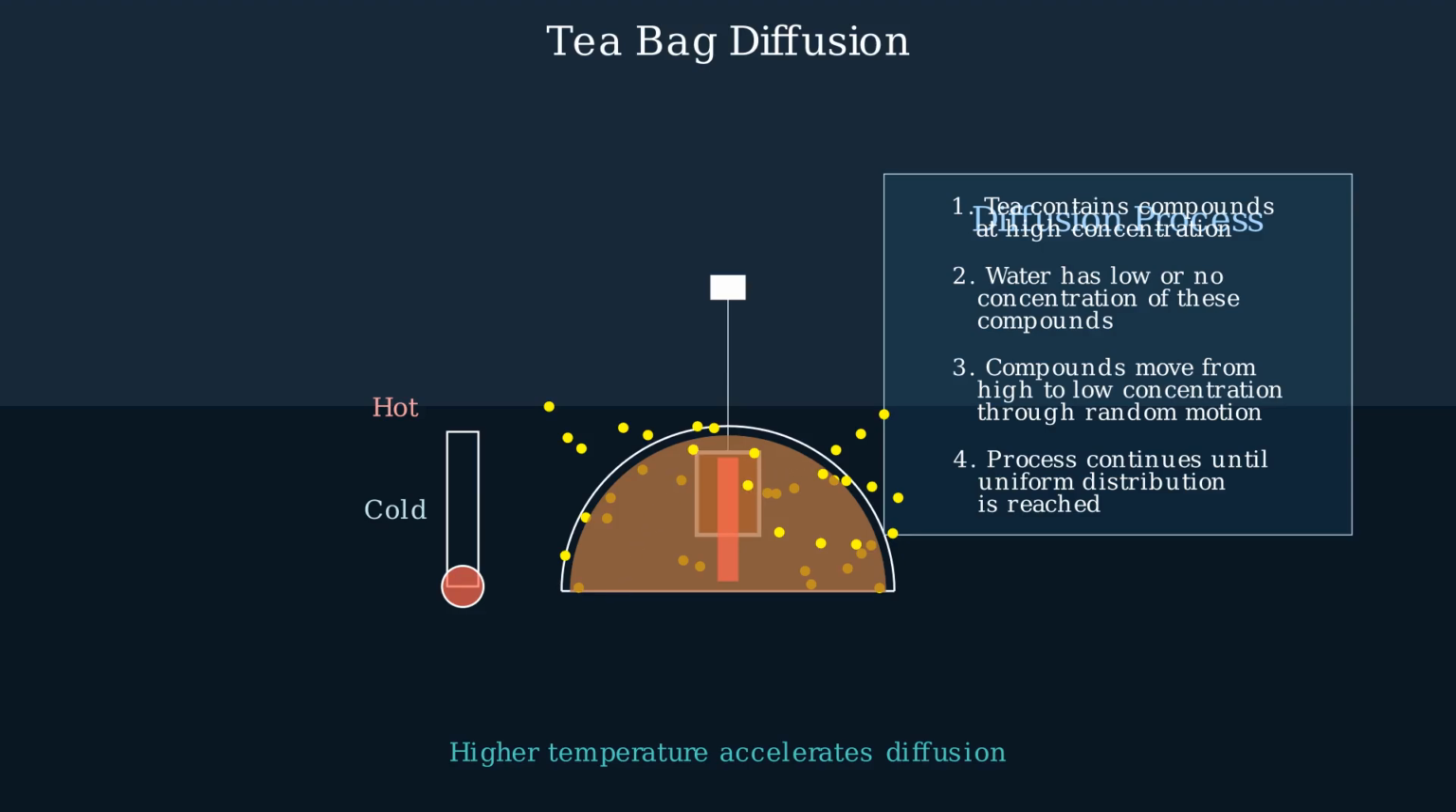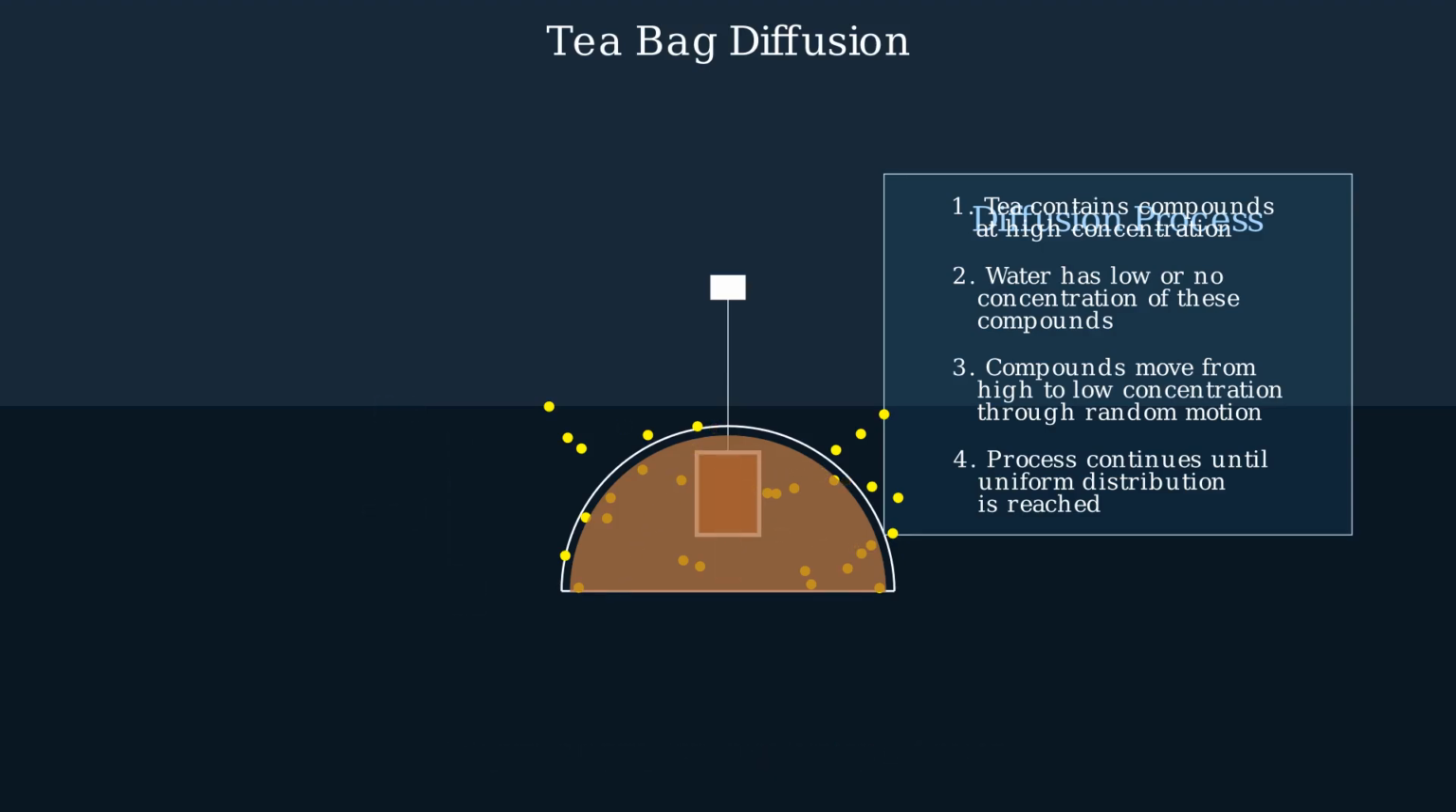for brewing tea. This diffusion process follows the universal principle of molecules moving from areas of high concentration to low concentration until equilibrium is reached.